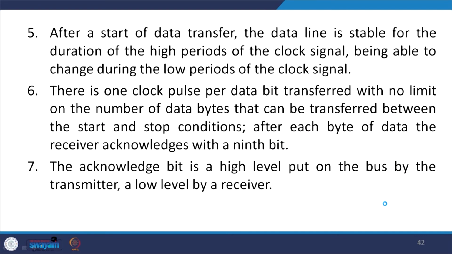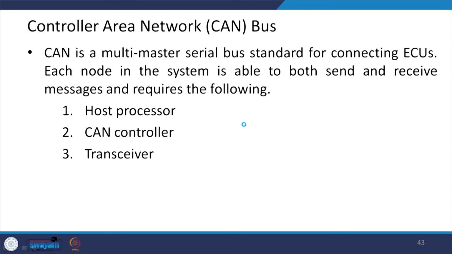After a start of data transfer, the data line is stable for the duration of the high period of the clock signal, being able to change during the low periods of the clock signal. There is one clock pulse per data bit transferred with no limit on the number of data bytes that can be transferred between the start and stop conditions. After each byte of data, the receiver acknowledges with a 9th bit. The acknowledge bit is a high level put on the bus by the transmitter, a low level by a receiver.